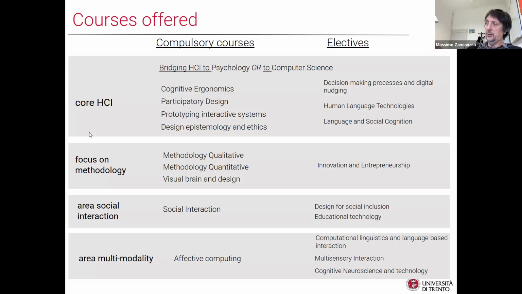In particular, you are required to take social interaction, which is an introduction to social psychology, again targeted for people interested in human-computer interaction. And the other is affective computing, which is basically an introduction to artificial intelligence, but again targeted from the point of view of people interested in human-computer interaction and not in machine learning in general. And then, depending on how you choose your electives, you can deepen one or the other, or try to interact a little bit between the two.